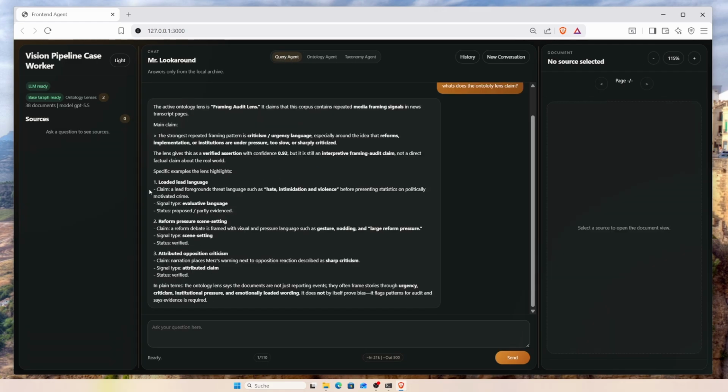And he tells you that, okay, loaded language, reform pressure, yes, opposition criticism, yes, perfect. That's all what we unearthed here. And they tell you what those framing lenses are: loaded wordings, pressure, and criticism.